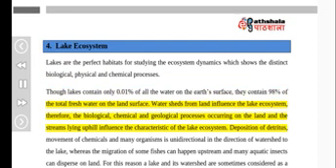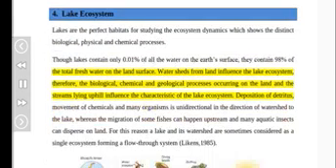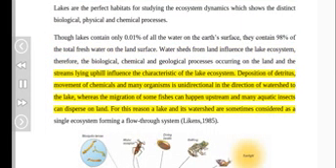Watersheds from land influence the lake ecosystem. Therefore, the biological, chemical, and geological processes occurring on the land and the streams lying uphill influence the characteristics of the lake ecosystem. Deposition of detritus, and movement of chemicals and many organisms, is unidirectional from the watershed to the lake, whereas the migration of some fishes can happen upstream and many aquatic insects can disperse on land. For this reason, a lake and its watershed are sometimes considered as a single ecosystem forming a flow-through system.